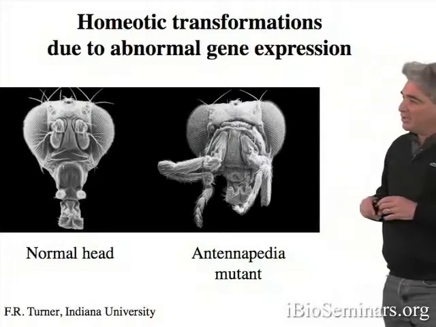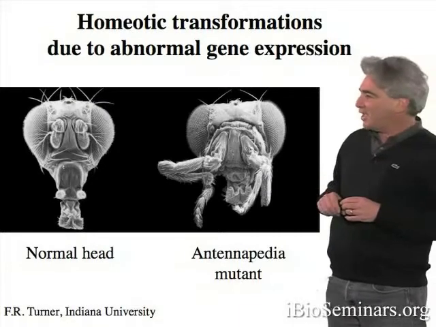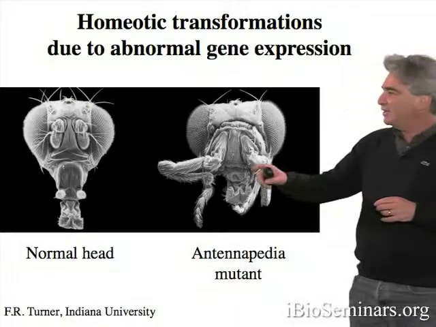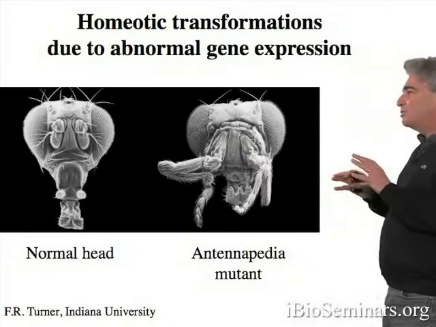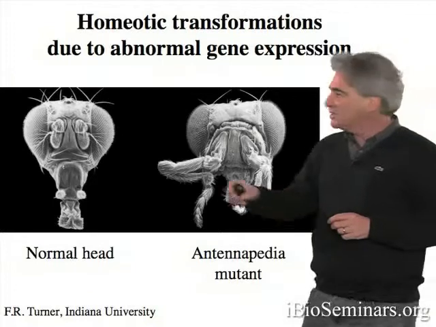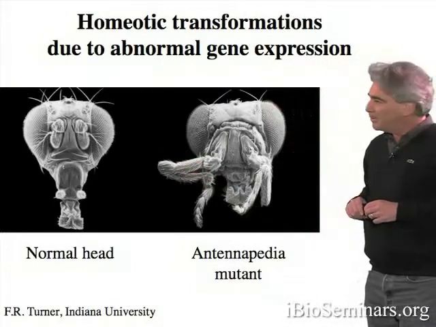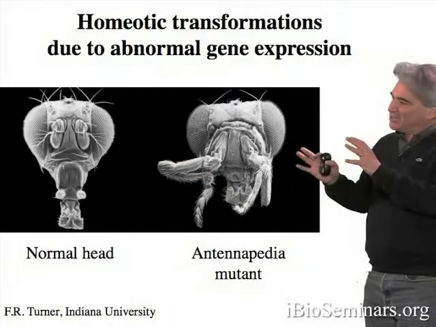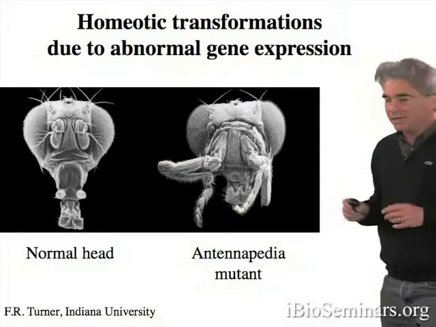Here you're looking at the heads of adult fruit flies, Drosophila melanogaster. On the left is a fly that's normal. It has a pair of eyes, small antennae, and mouth parts. On the right is the head of an Antennapedia mutant. And here you see that in place of the normal antennae, there are perfectly sculpted middle legs.